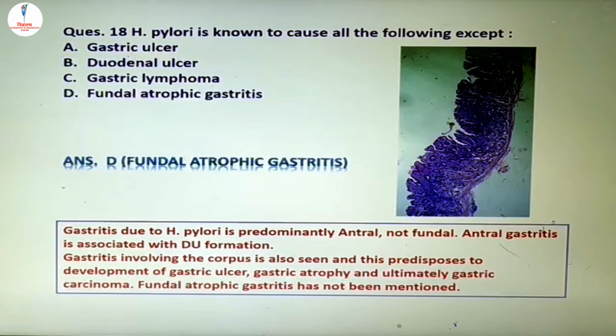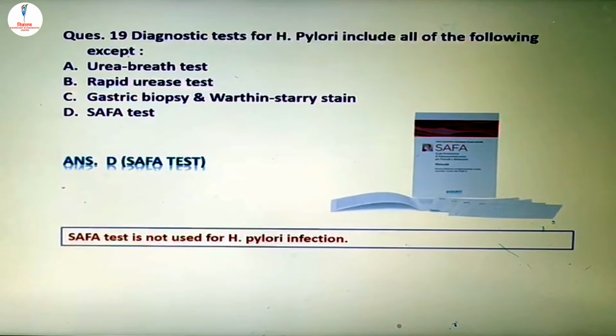Now, diagnostic steps for H. pylori include all the following. Urea breath test, yes. Rapid urease test, yes. Gastric biopsy, yes. SAFA test, no. SAFA test is not done for H. pylori infection, because SAFA test is done for the diagnosis of ocular tuberculosis. It is a soluble antigen fluorescent antibody test which is done for tuberculosis in the case of ocular tuberculosis.